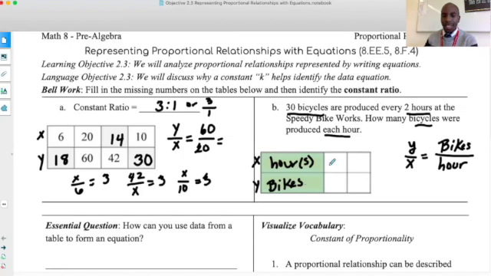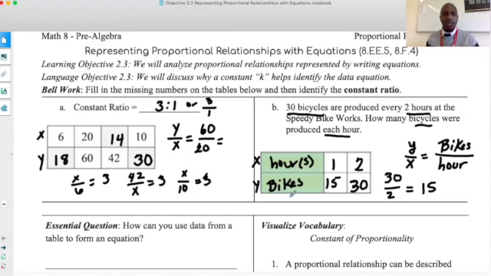We're looking for each hour, which means at 1 hour, how many bikes are produced. They told us 30 bicycles every 2 hours. So now I want to figure out how many bicycles for 1 hour. Once again, we find the unit rate by doing y divided by x. So 30 divided by 2 gives us 15. This means that there are 15 bikes produced each hour.